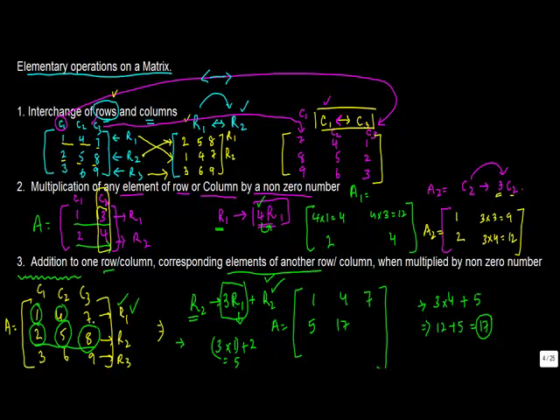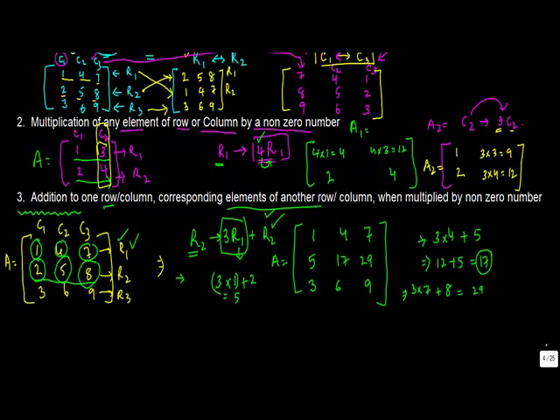Again, for 8, what is the corresponding number? 7. So we multiply 3 into 7, because 3 into R1 plus R2, which is 8. So 3 into 7 gives you 21 plus 8 gives you 29. And then you write the third row as it is because there are no changes in that.